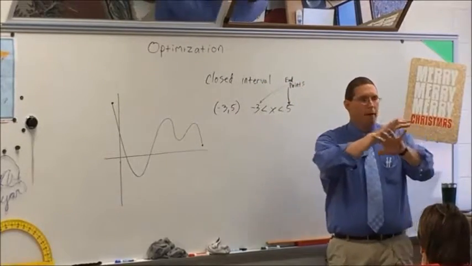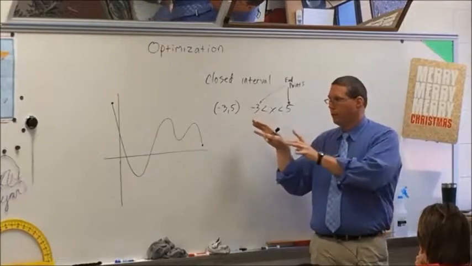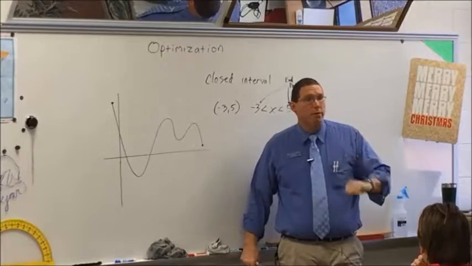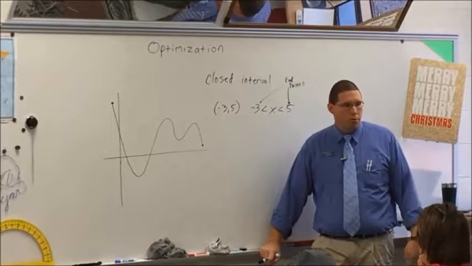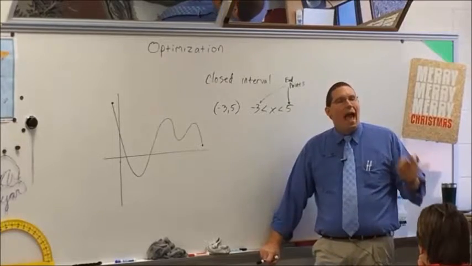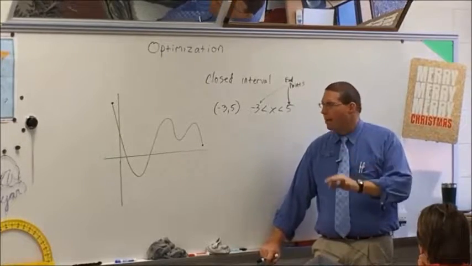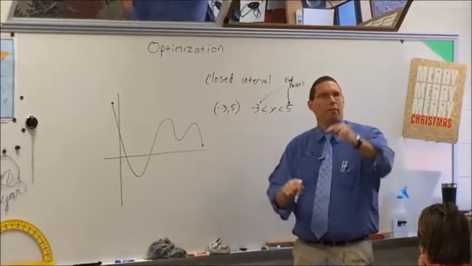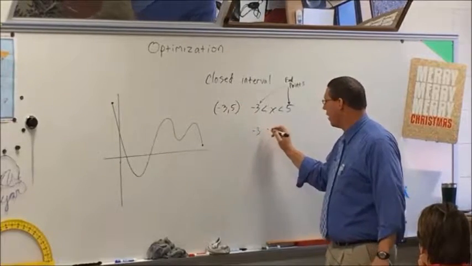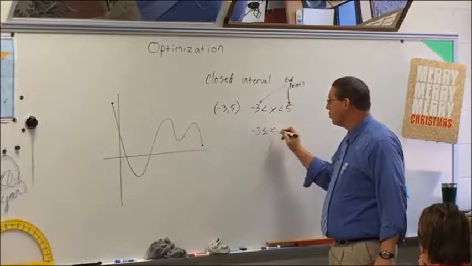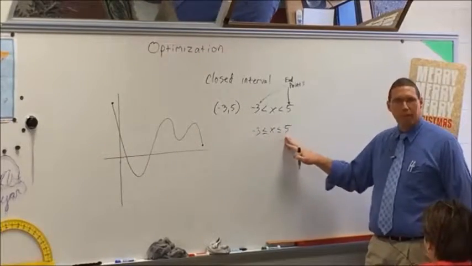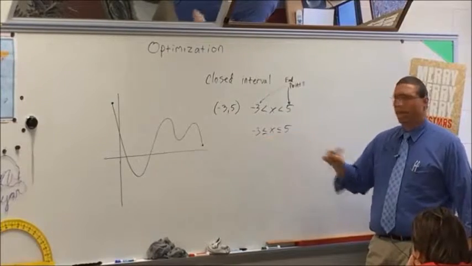Okay, everybody, stop what you're doing, look up at this graph. I want you to think to yourself for about 10 seconds, 15 seconds, and then we'll say it. Where is the absolute max? Oh, you know what? I forgot to write. Hang on, I forgot to write the closed interval. If this is a closed interval, it'll look like this. -3 less than or equal to x less than or equal to 5. Or x is between -3 and 5, including -3 and 5.